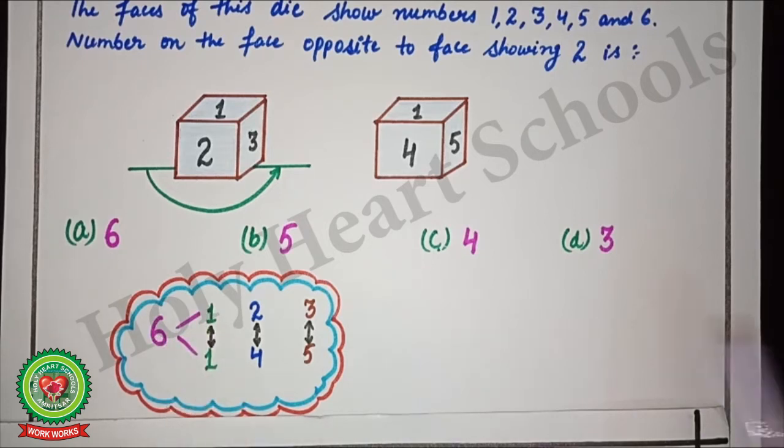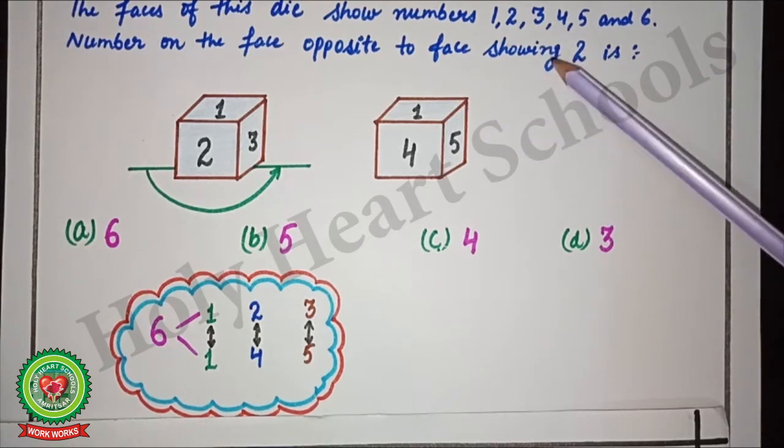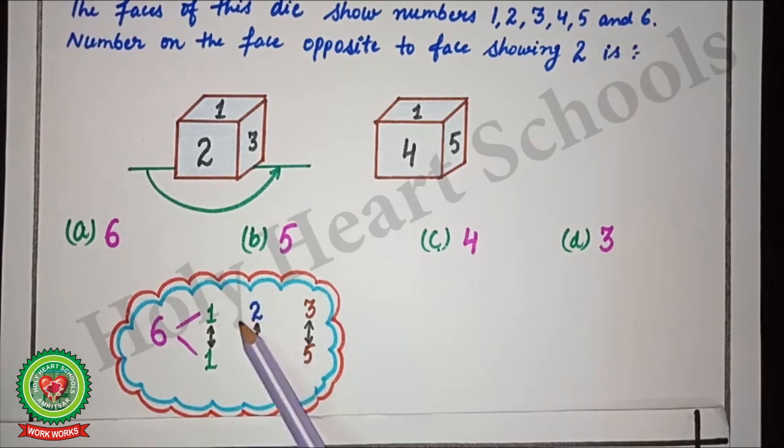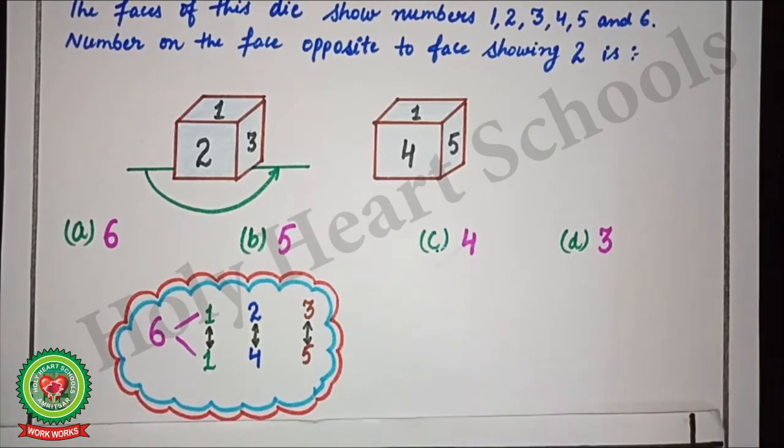Now here they have asked us to find the number on the face opposite to the face showing 2. So that means we have to see number 2. Which number will be opposite to 2? That is 4. So that means your answer C will be correct, right?